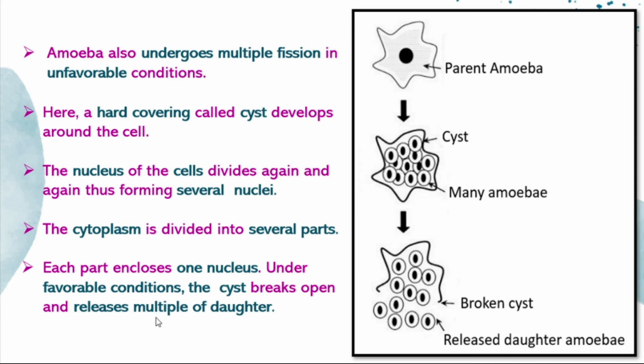So once the favorable condition comes, the hard covering layer of the cyst bursts and breaks, and the many daughter nuclei, or multiple daughter cells, come outside. This is called multiple fission.